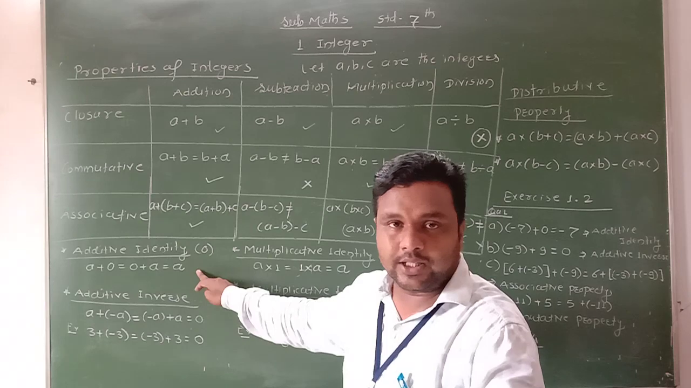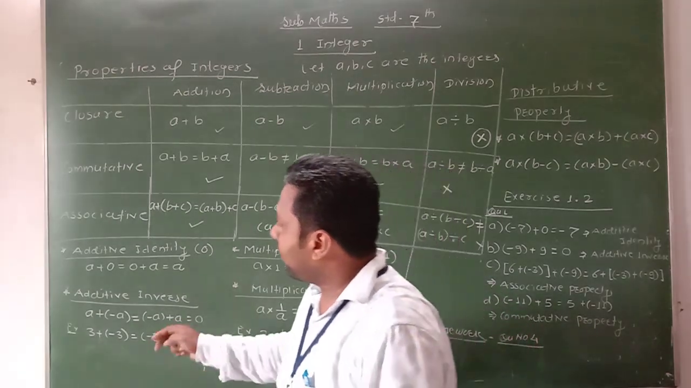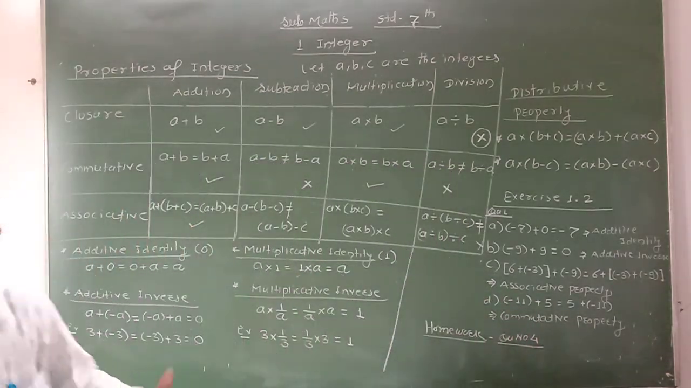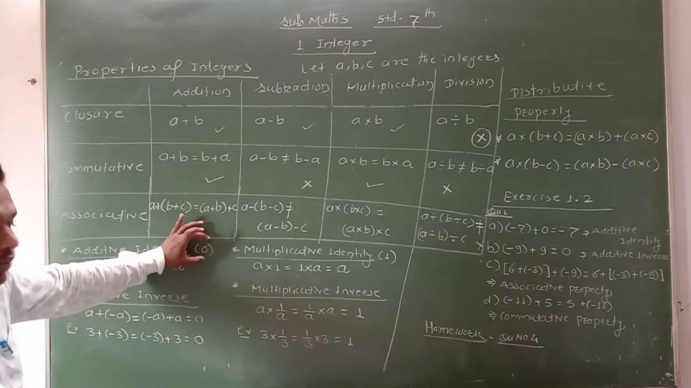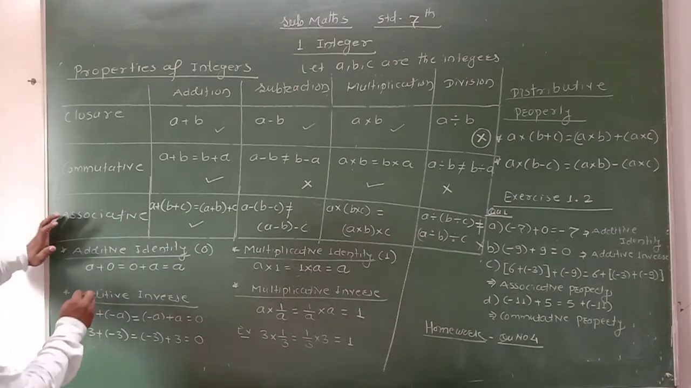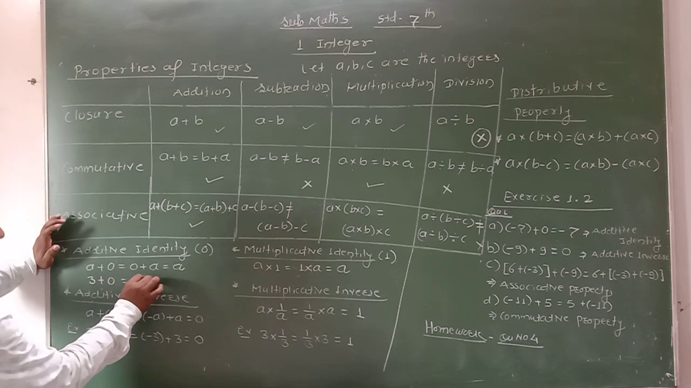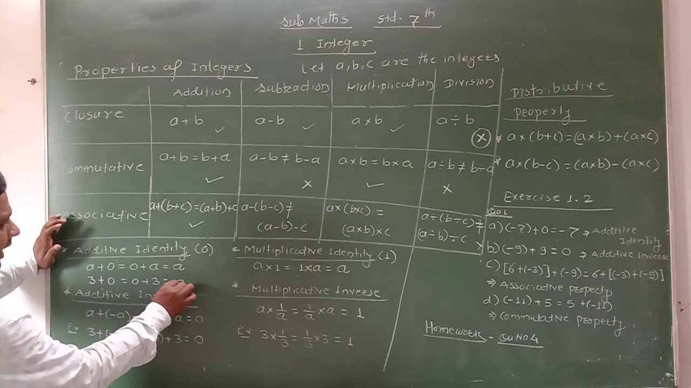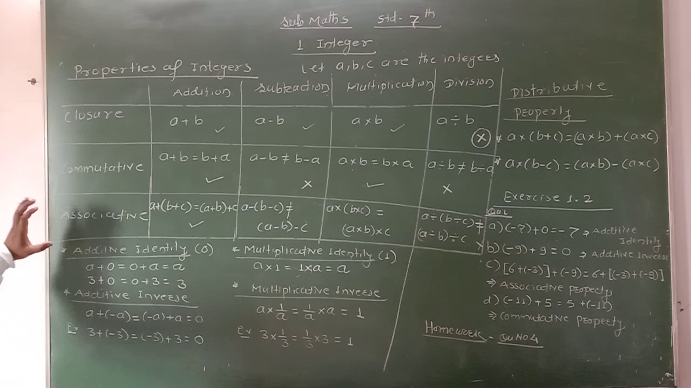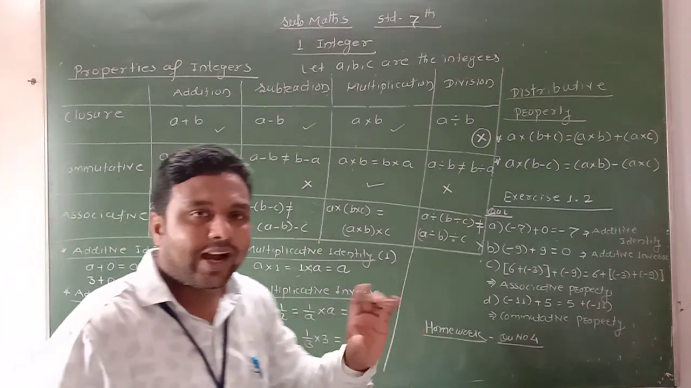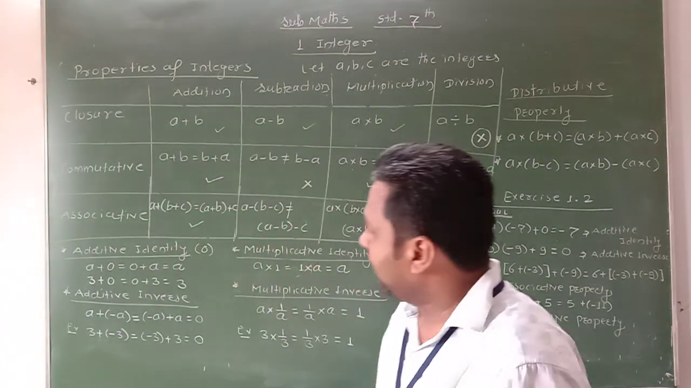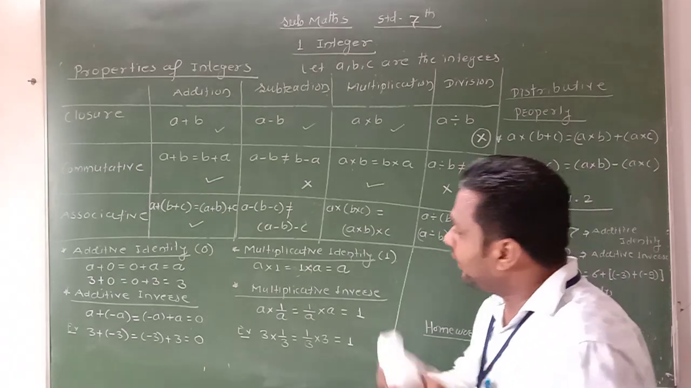The same integer, that is A. Therefore, this property is called additive identity, and the additive identity is what? 0. It means if we take 3 and add 0 to 3 or 0 plus 3, then here we get the answer 3. The same integer. Therefore, the additive identity is what? 0.